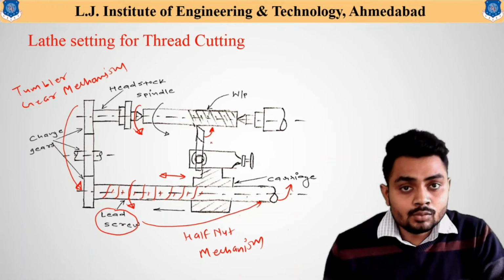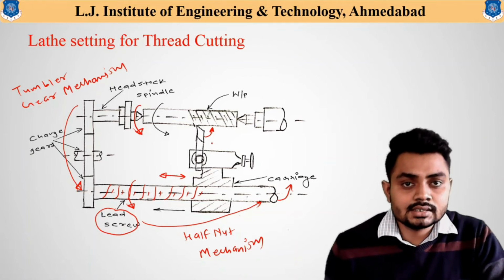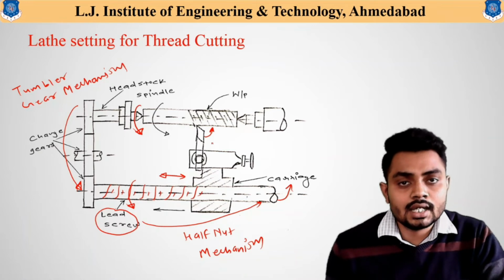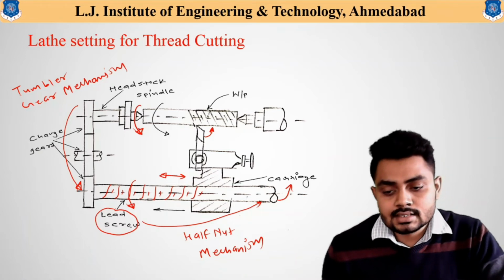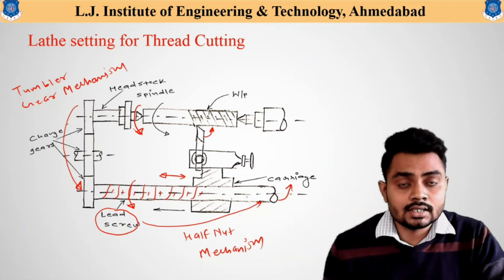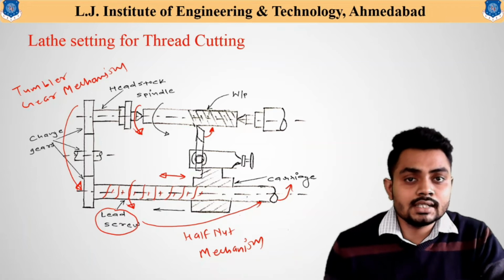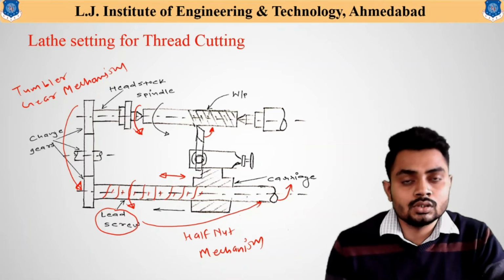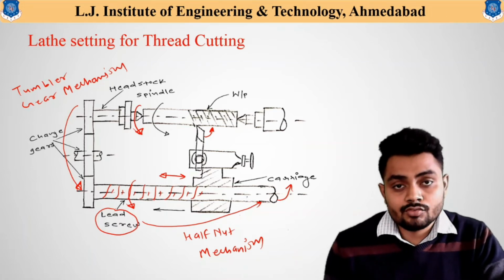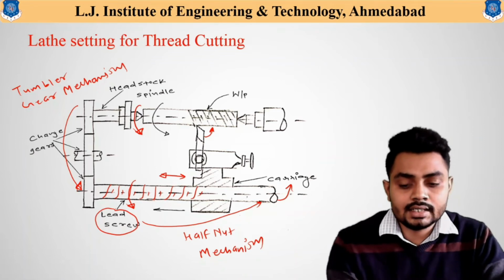Now how much pitch can be generated on the workpiece and how the pitch can be adjusted? For that, a simple gear ratio is used, as the tumbler gear mechanism consists of many gears. So these gears need to be adjusted such that we can generate the required pitch on the workpiece. For that one can use a simple gear ratio equation. Now let us write that.